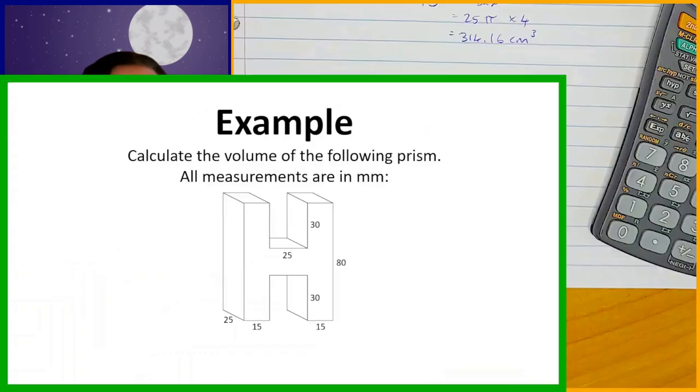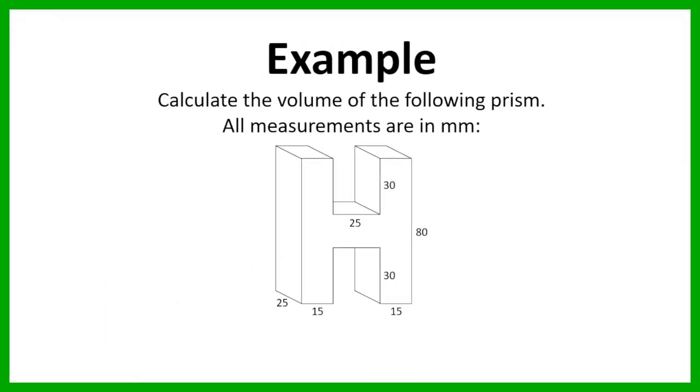Here we have a completely different shape for our prism. In this prism, we have this shape as our base shape. You can see that on the back of it, it'll be the same shape. The base, remember, is whatever is the same on the two ends. So on the two ends, the front and the back are identical to each other. They both have this H shape.